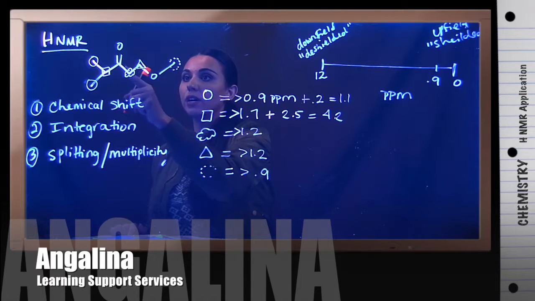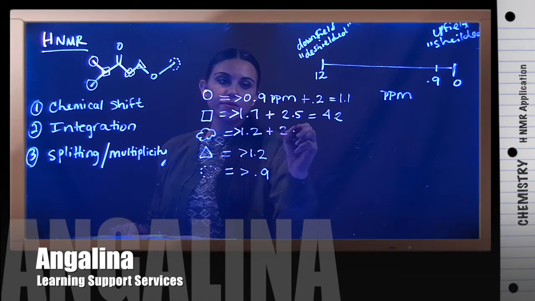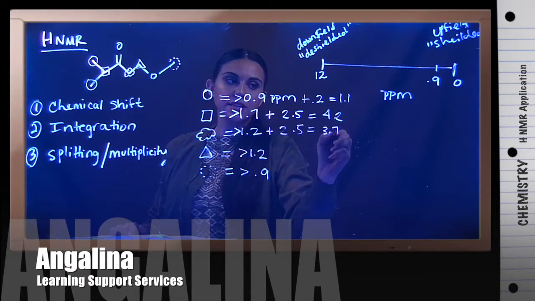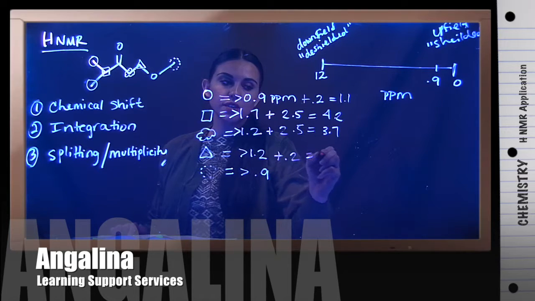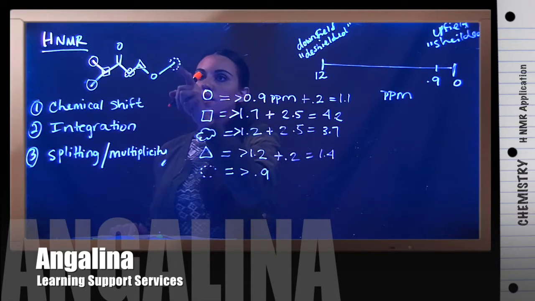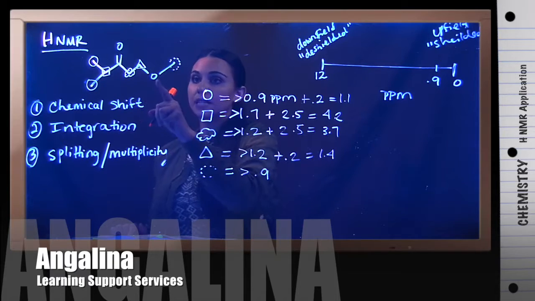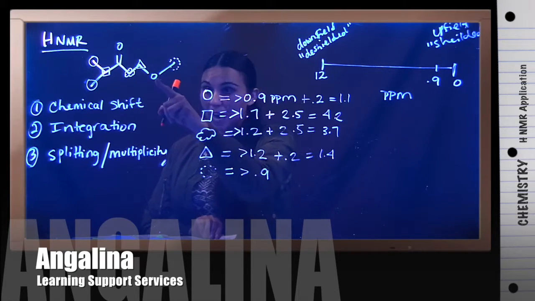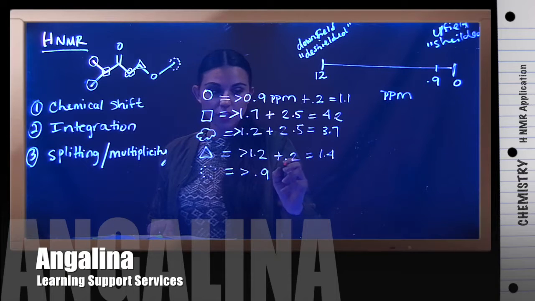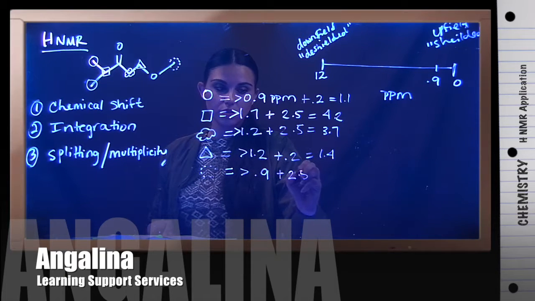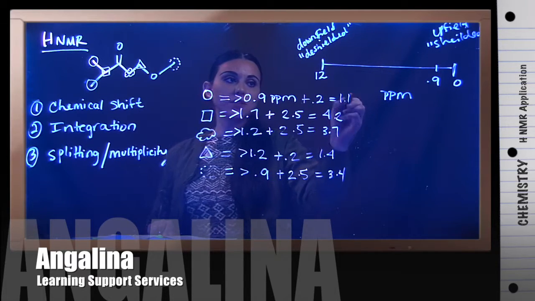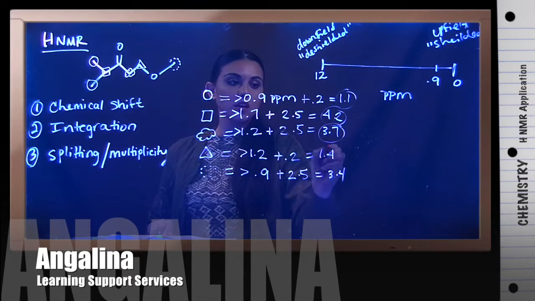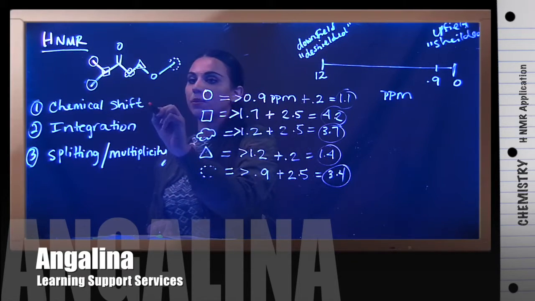This one is also alpha, so we're going to add the 2.5. So that's going to be around 3.7. This triangle is beta, so we're going to add 0.2, which is going to give us around 1.4. This is nowhere near this carbonyl, but it's next to this oxygen, and it's going to be alpha to the oxygen. When you're alpha to the oxygen, you want to add 2.5. So 2.5, that would be 3.4. So these are kind of the expected signals, these here. That would be your chemical shift.